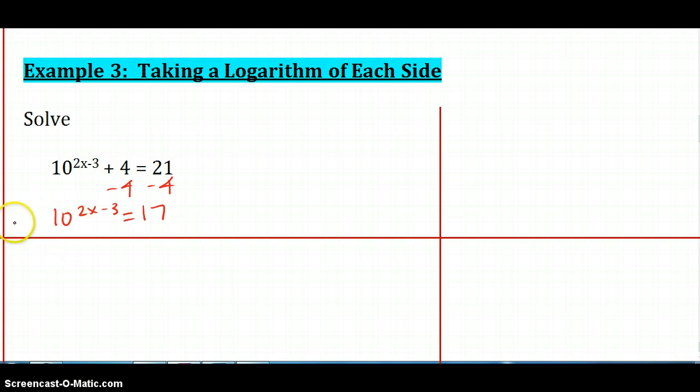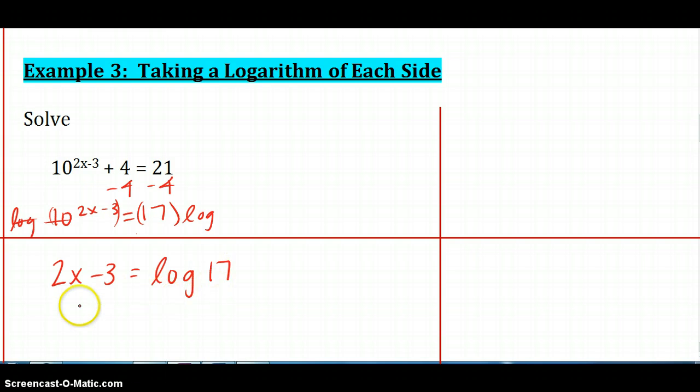Now take the log of both sides. And now since we have a base of 10, you're taking log base 10 of both sides. I'm just going to write my log on this side so you can kind of see. The log and the 10 are inverses, so the log and the 10 cancel out. You bring your exponent down. And now solve for x. So you're going to do log of 17, and you're going to add 3, because I got to add 3 to both sides.